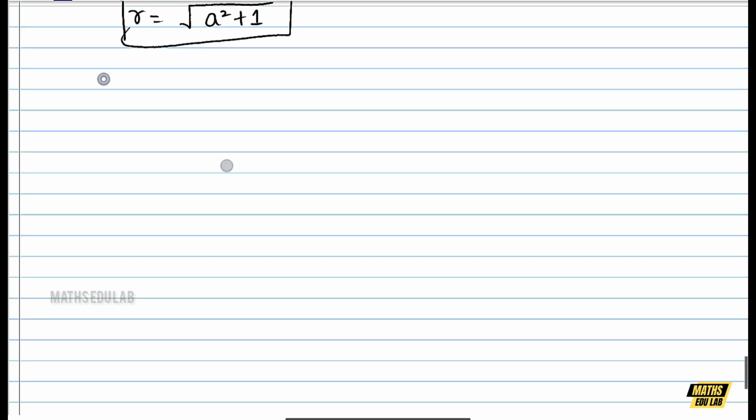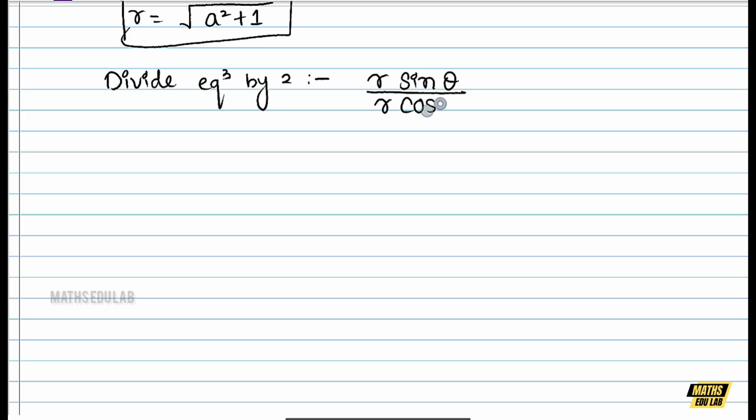Then again we have to do the division step, equation 3 by 2. On dividing, I get r sin theta by r cos theta, which equals 1 upon a. Then this will change to tan theta equals 1 upon a, and the theta value will be equal to tan inverse of 1 by a. So I got the theta value also.